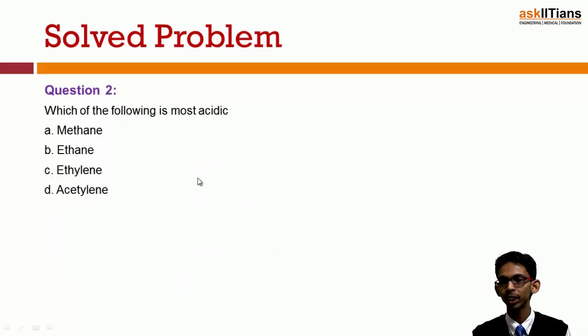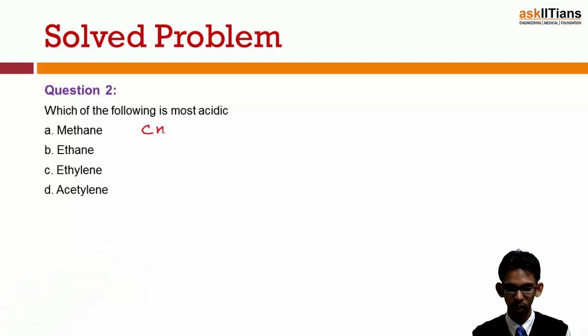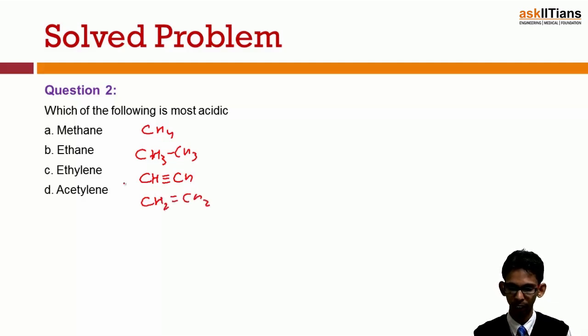Next, which of the following is most acidic? We know from alkane, alkene and alkyne, alkynes are most acidic. So we have methane, we have ethane, CH3 CH3, we have ethine, CH triple bond CH, we have ethene, CH2 double bond CH2. We know ethine is the most acidic one, alkynes are the most acidic.